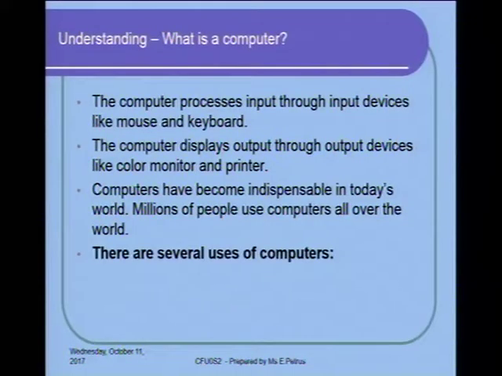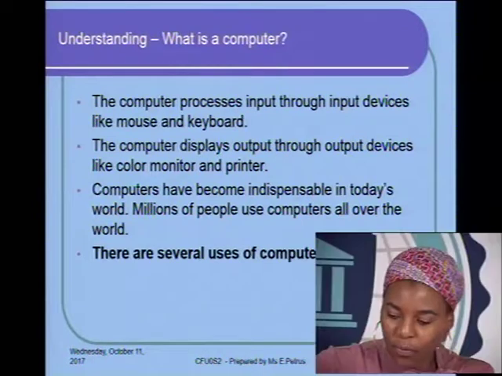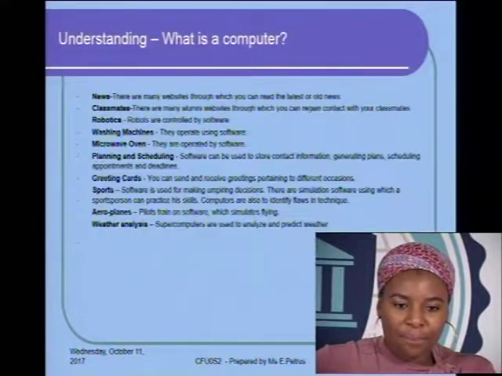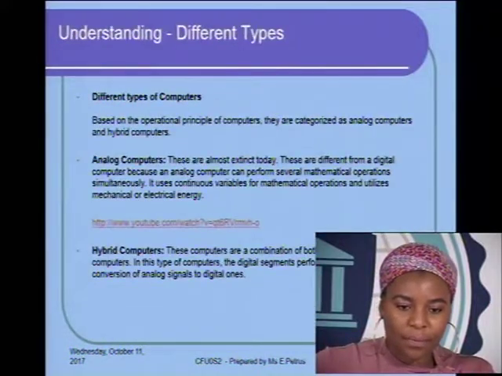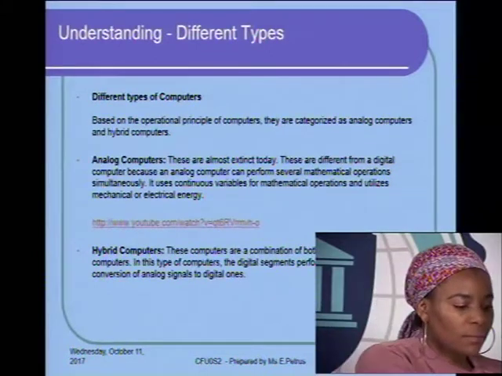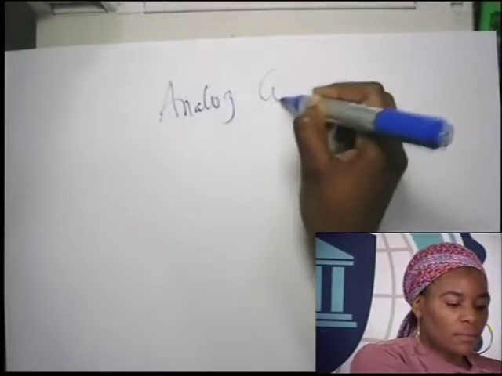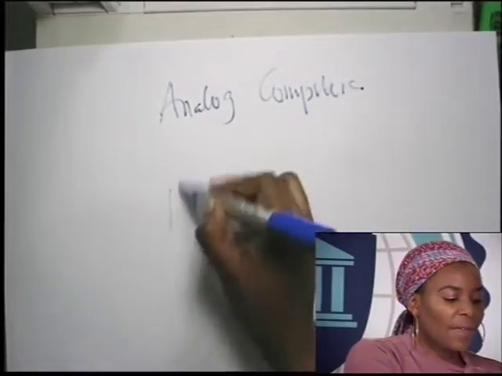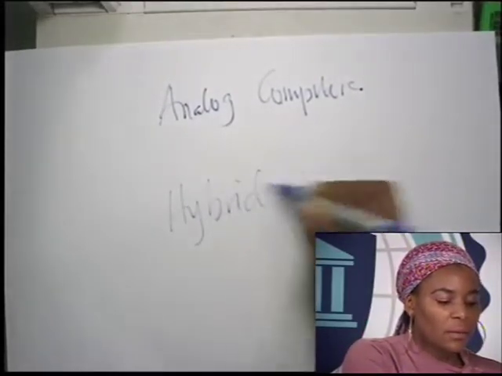Okay, so now let's move to different types of computers. What are the different types of computers? There are actually several types of computers. First, we are talking about analog computers. We need to understand what an analog computer is, and then we are talking about hybrid computers.